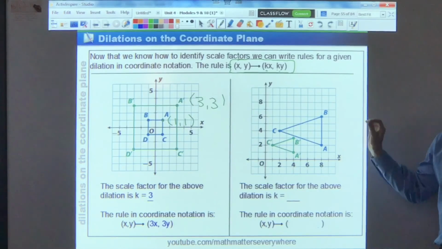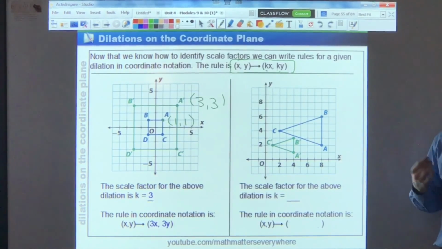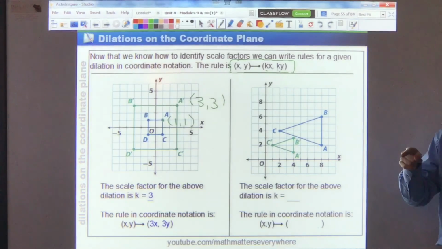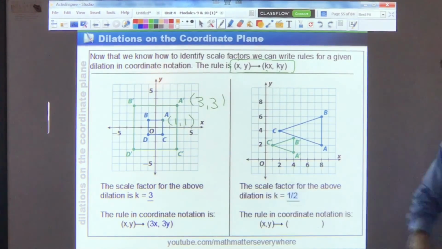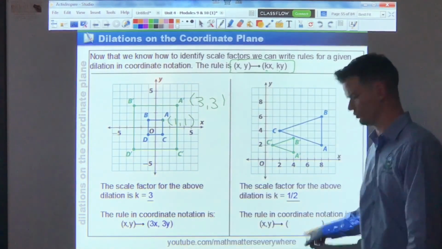Class, looking at this right here, I'm not going to assist you in any way. Was this an enlargement or a reduction? Reduction. Good. Anybody have the scale factor? I think it's half. It's 1/2. Perfect. Scale factor is 1/2. I will give you 2 tickets if you tell me what the rule is right now.